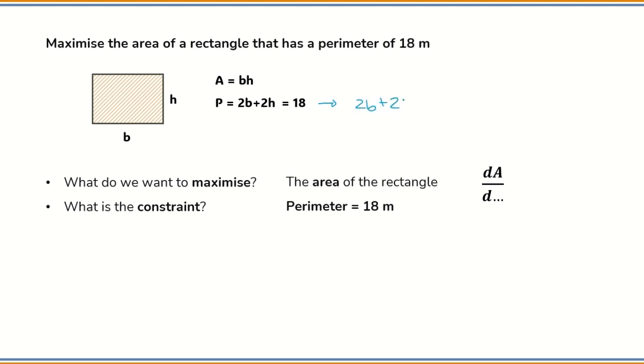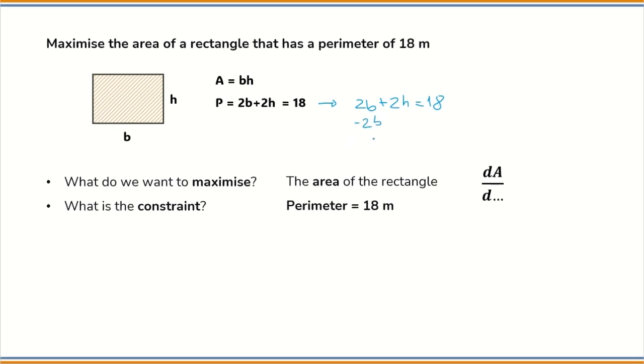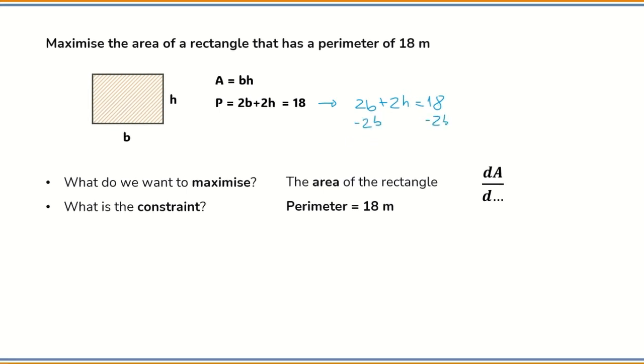2b plus 2h equal 18. I'm going to rearrange this formula to isolate h. If I minus 2b on both parts of the equation, I will have 2h equal 18 minus 2b. If I divide by 2 both sides of the equation, I will have h equals 18 minus 2b over 2.